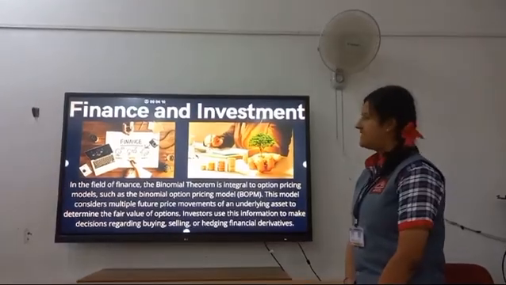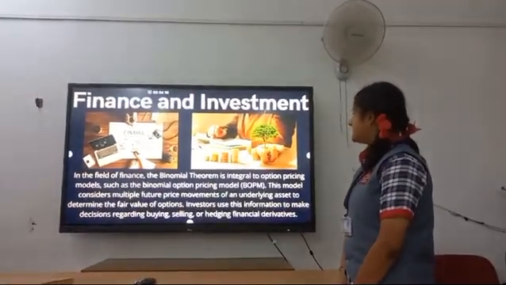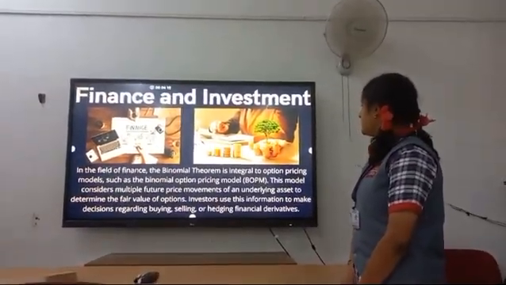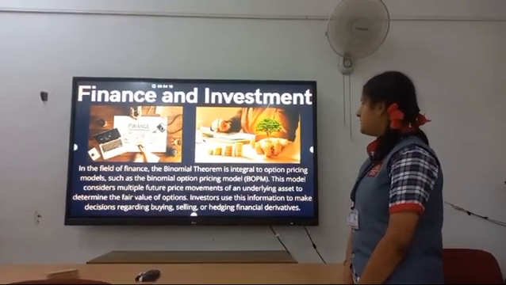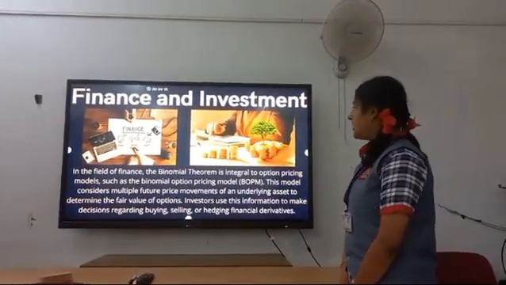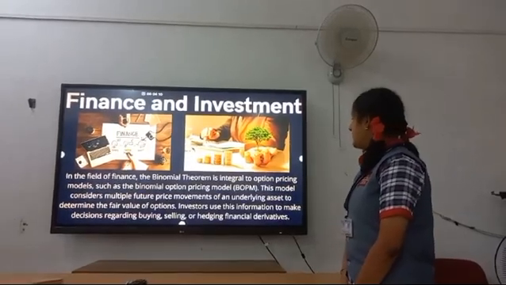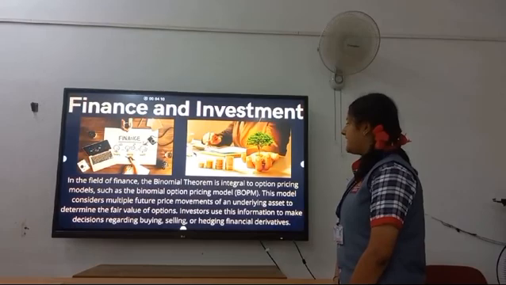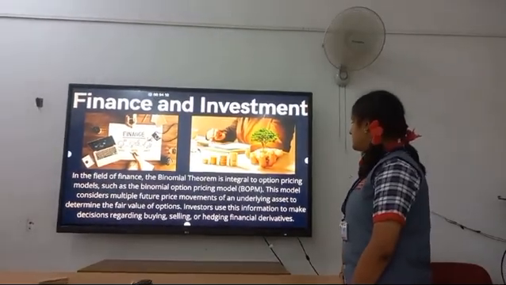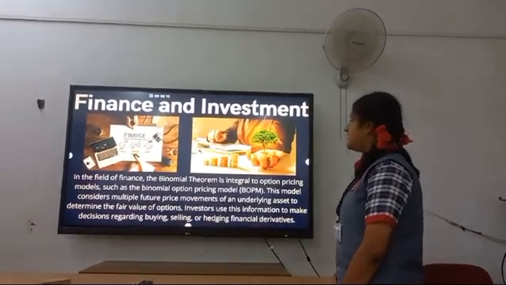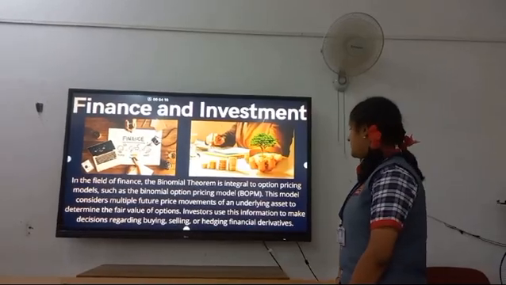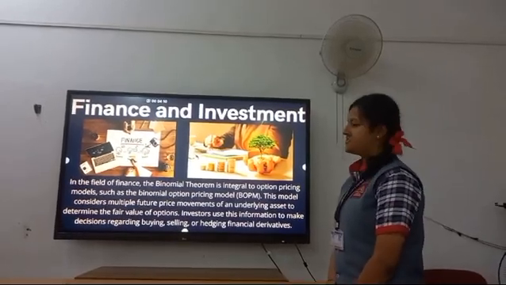Third, finance and investment. In the field of finance, the binomial theorem is integral to option pricing models such as the binomial option pricing model. This model considers multiple future price movements of an underlying asset to determine the fair value of options. Investors use this information to make decisions regarding buying, selling, or hedging financial derivatives.